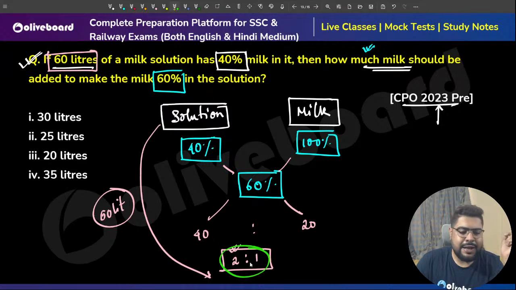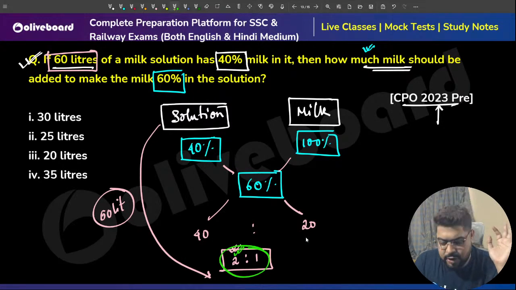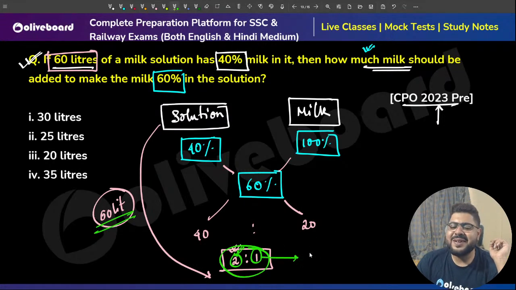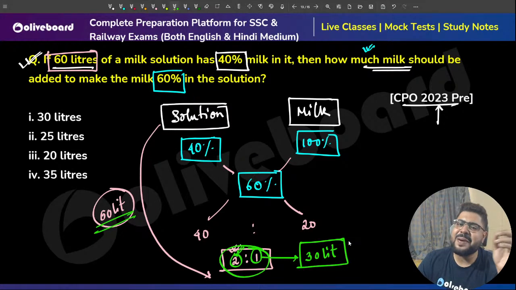This ratio means for every 2 parts of solution, I am adding 1 part of milk. So 2 parts is 60 liters. Sir, 1 part will be how much, sir? Can I say, sir, 1 part will be 30 liters. Then 2 parts 60, 1 part 60 by 2, that is 30 liters.